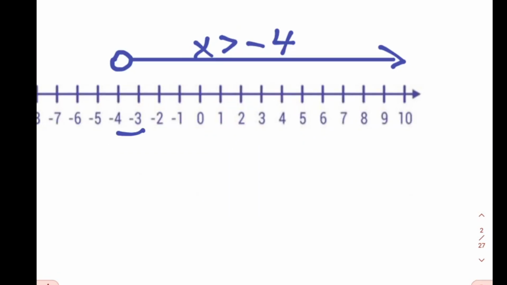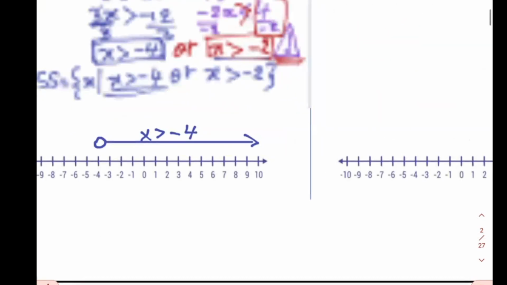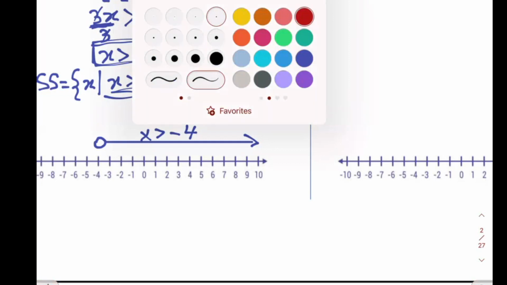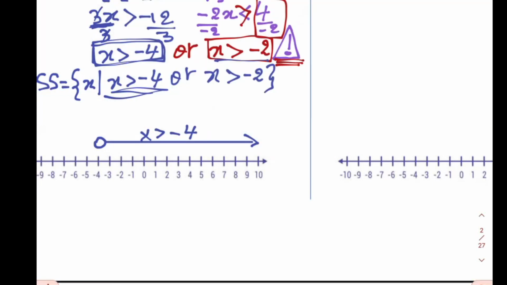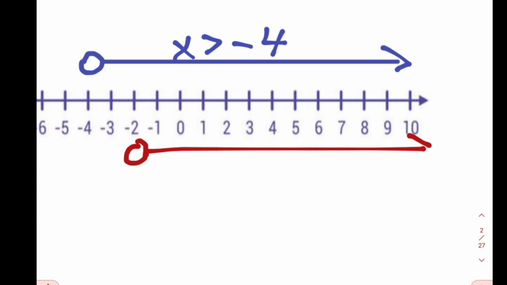Because the values on the right are more than negative 4. If you go to the left, you get to these values, which are less than negative 4. Now x more than negative 2. Let's draw it with red. So you go to negative 2, which is here, and you put an empty circle, and you go to the right. These are the values more than negative 2.